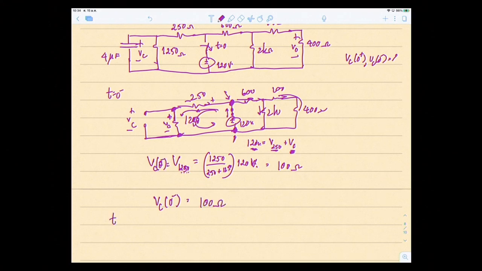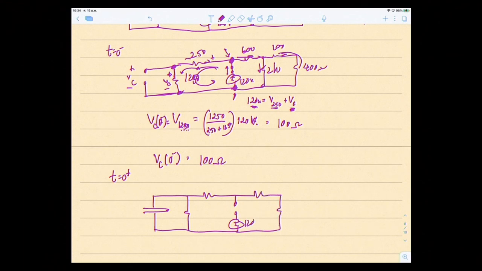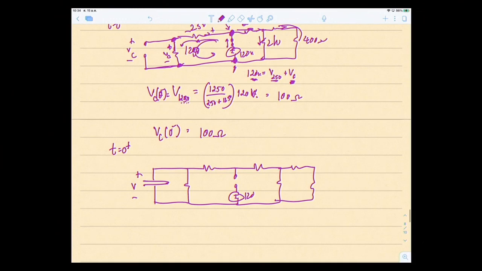What about t at 0 plus? So let's draw the circuit. It becomes like this. This is open, plus minus 120. Okay, it becomes like this, so this is VC. But due to the rule that the voltage across the capacitor cannot change instantaneously, we can write VC at 0 plus equal to VC at 0 minus equal to 100 volt. That's it.